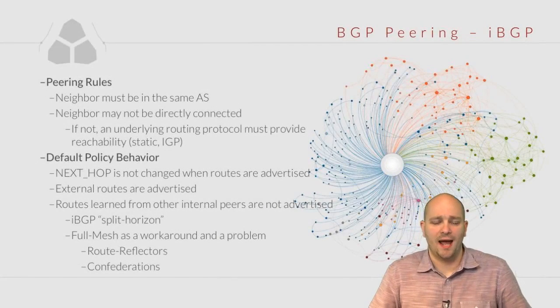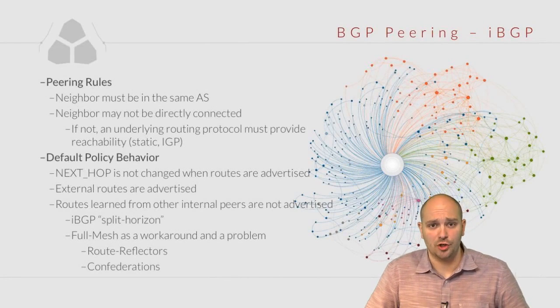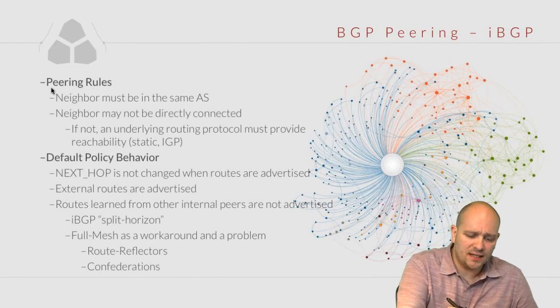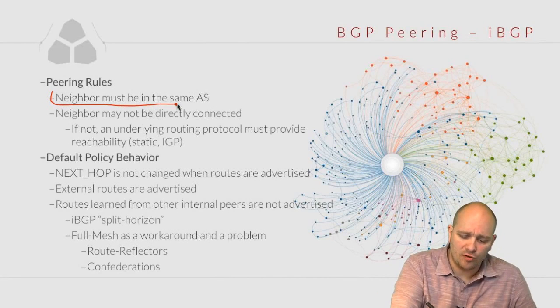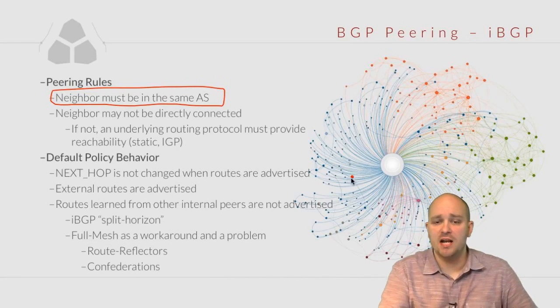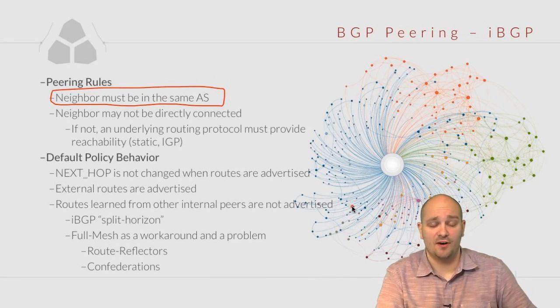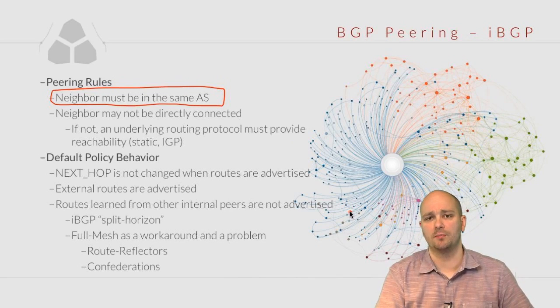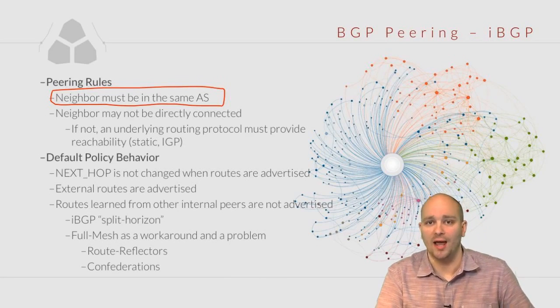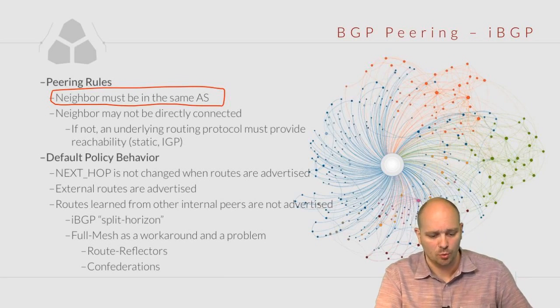Let's now take a look at the peering behavior of internal BGP. The first thing is, what makes the peering internal? If the neighbor being defined is defined with the same autonomous system as our own, from the perspective of the peering router, this peering session will be considered internal and must follow the internal BGP rules.